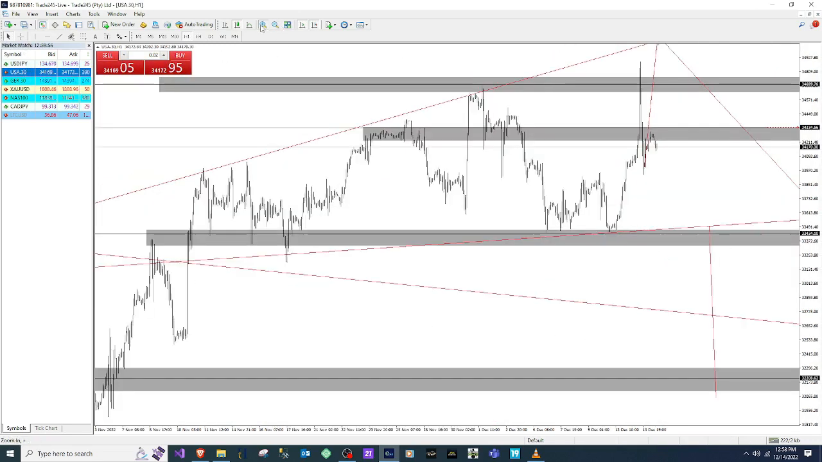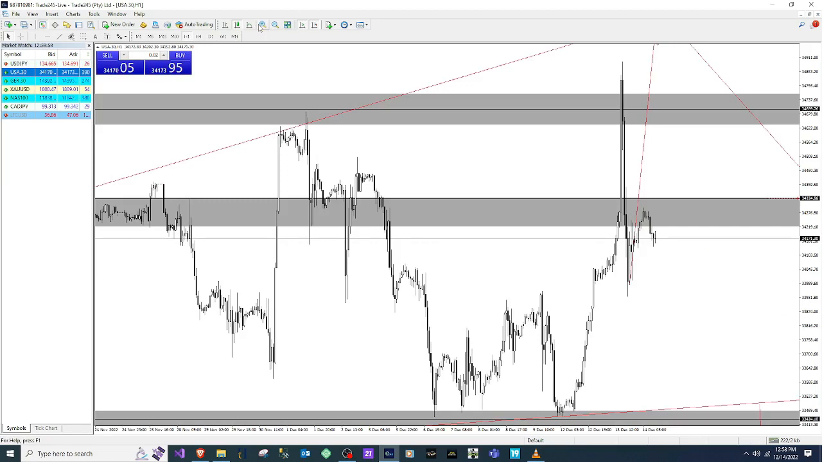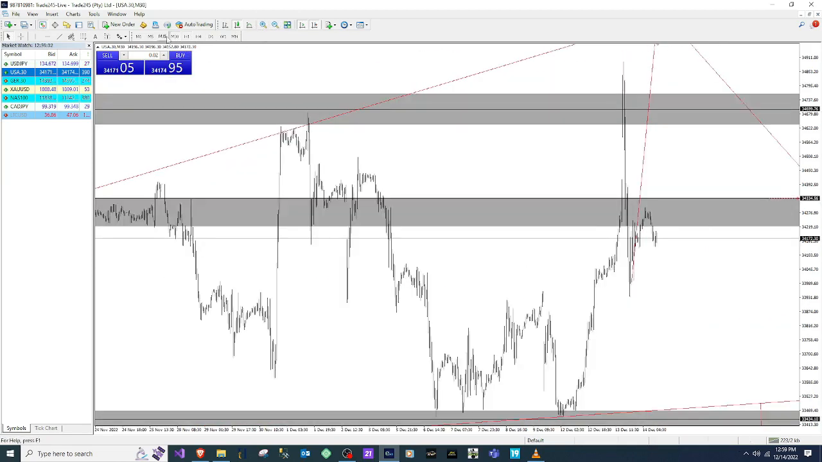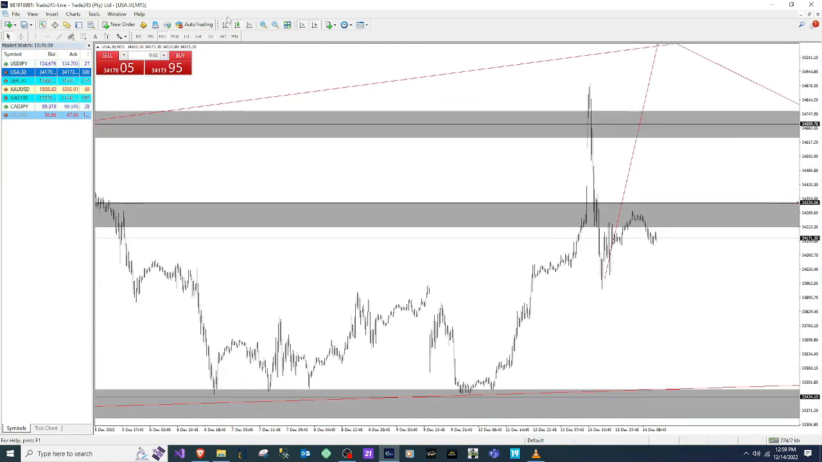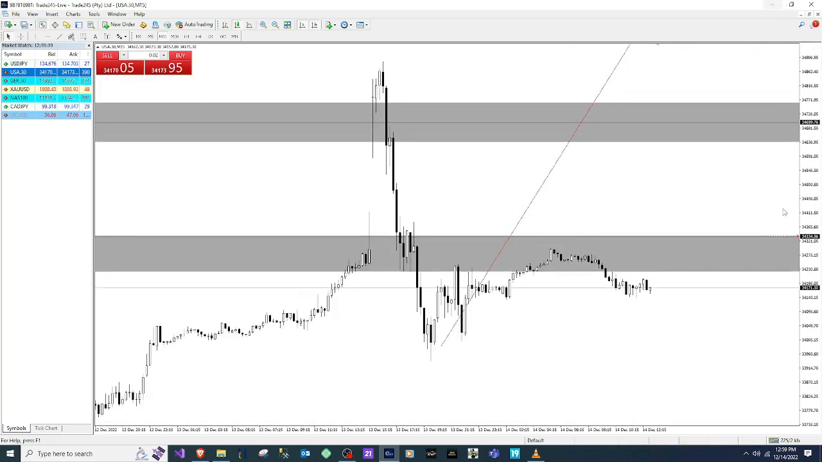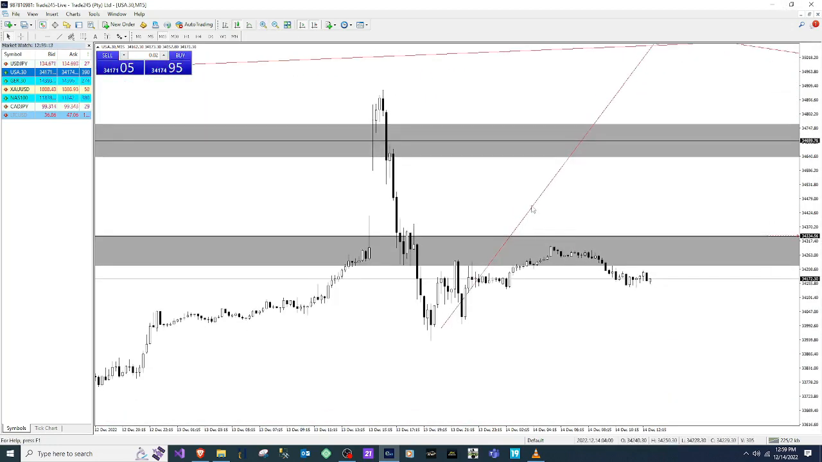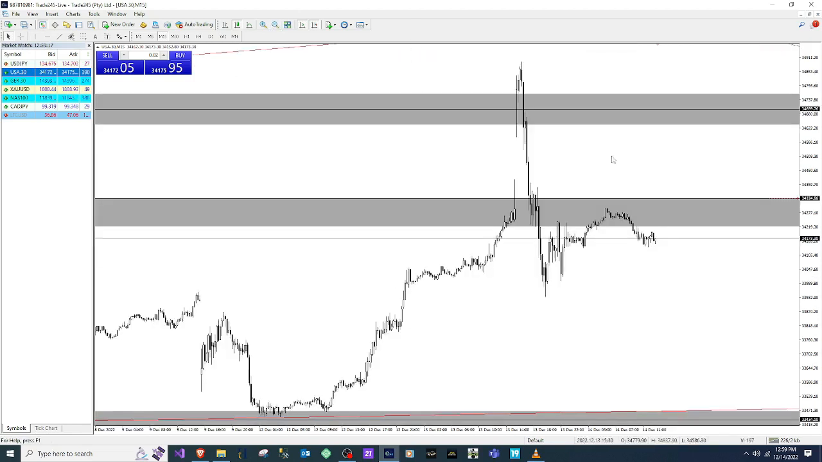Let's go back to US 30. I'll be analyzing US 30 from now so that we can trade FOMC together, guys. This is where the market is at right now. I'm just going to cancel this because the market already went up the way we wanted it to go.